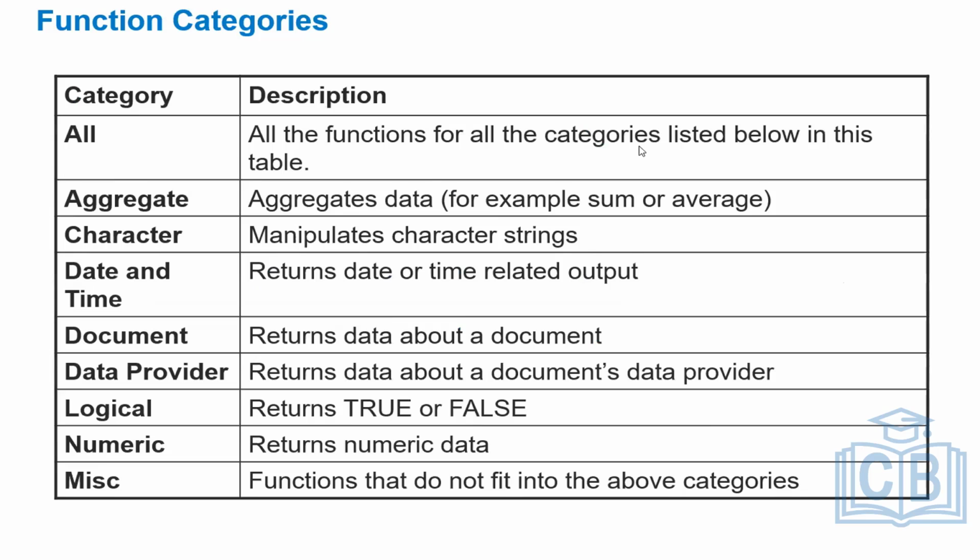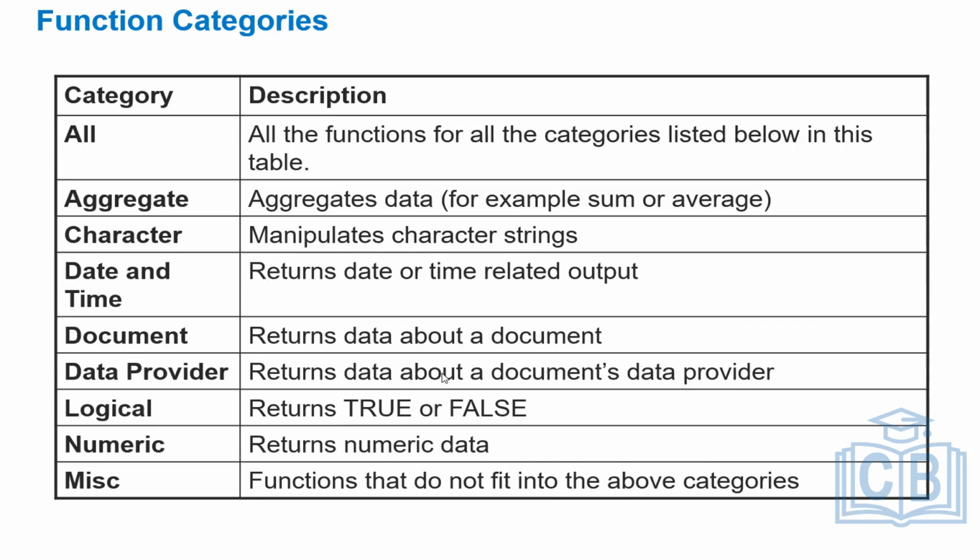All means it will come under all. Aggregate means sum or average. Character functions manipulate character strings. Date and time returns date or time related output. Document returns data about a document, like who has refreshed it, when it was last refreshed, what the document name is. Those things can be achieved using document functions.